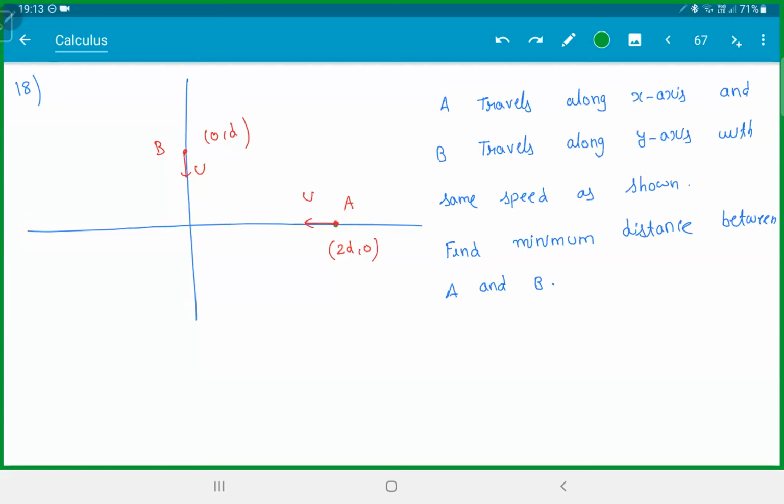Right, Aditya. After doing that, you have to differentiate it, right? How do you do this thing? So first thing, let the time be t. Let's say after time t. Let's just see the scenario.